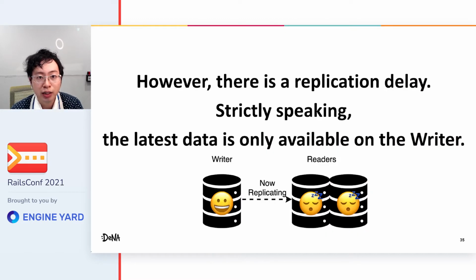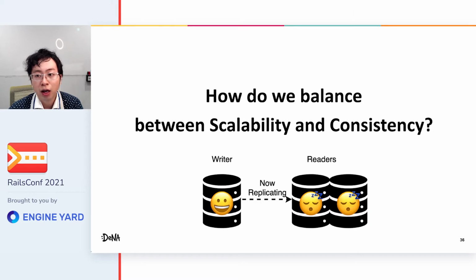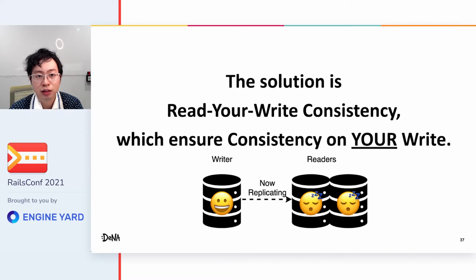However, there is a replication delay. Strictly speaking, the latest data is only available on the writer node. Then, how do we balance between scalability and consistency? The solution is read-your-write consistency, which ensures consistency on your write.